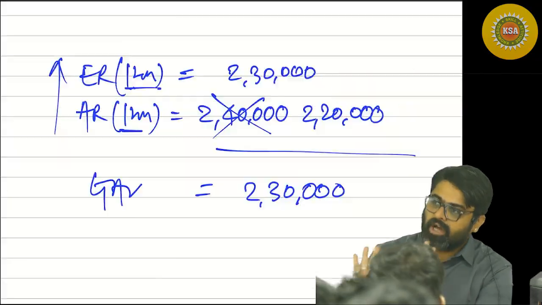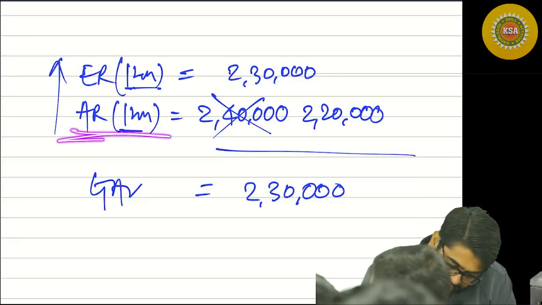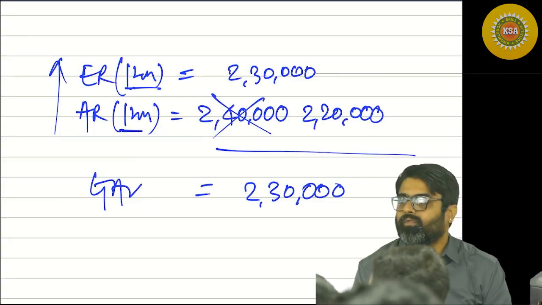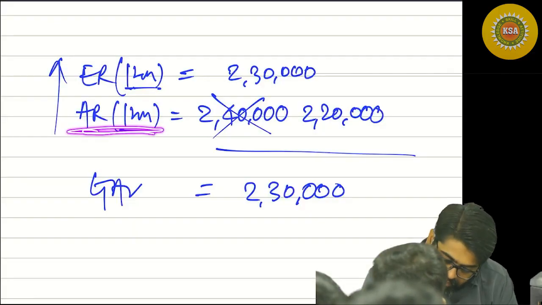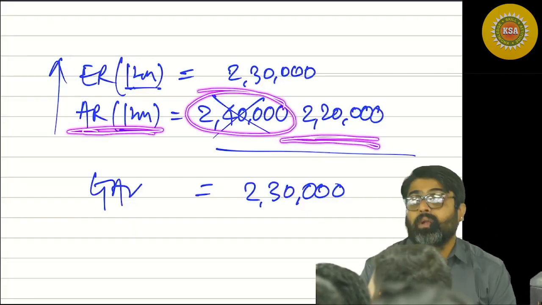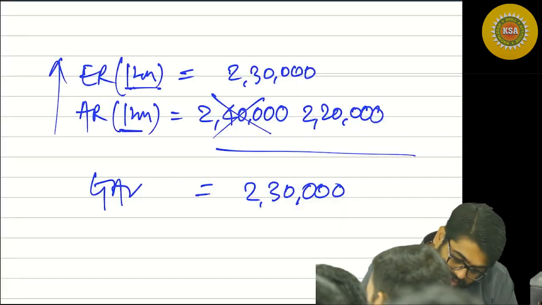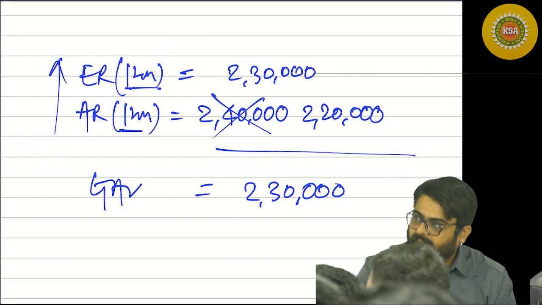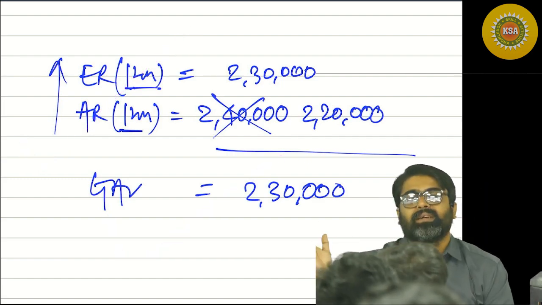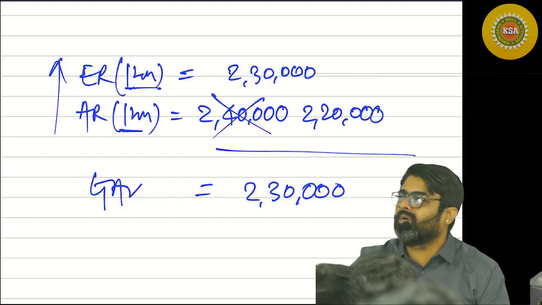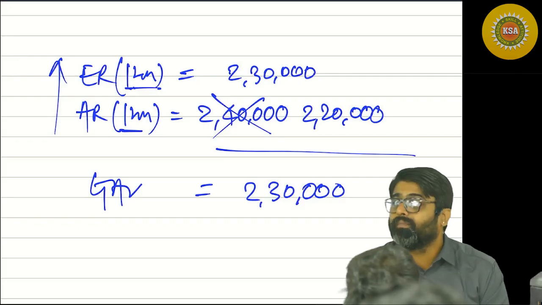So see, theoretically, what did I say? Theoretically, you are supposed to reduce unrealized rent from actual rent. If you do this, your actual rent will not be 2 lakh 40, and your GAV will also change. This is theoretically correct. In the examination, if you write this, you will get full marks. But logically, this is not good. Getting my point?